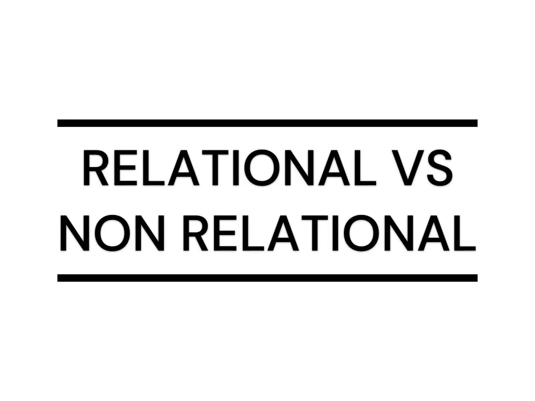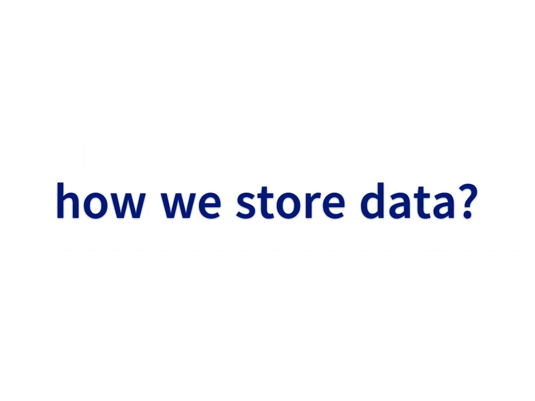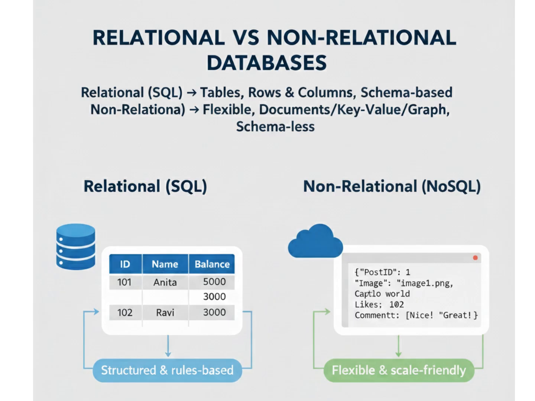Relational versus non-relational data. Now let's talk about databases. In other words, how we store data. We store data in two ways, relational and non-relational. Relational databases, also called SQL databases, store data in tables with rows and columns. They follow strict rules called a schema. Example, bank account transactions.